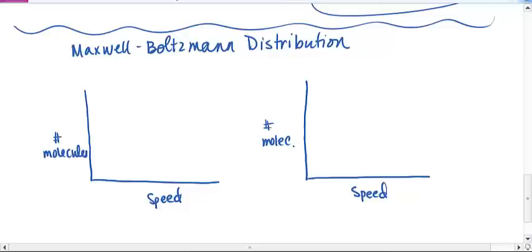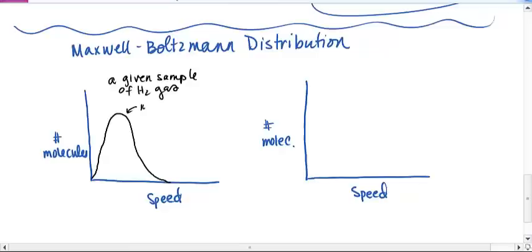Okay, the first one, we are going to look at a given sample of hydrogen gas. But we're going to look at it at 3 different temperatures. So let's say that this represents what this graph would look like if this was taking place at 100 Kelvin, as an example. So when we look at this, it looks like the vast majority of molecules at 100 Kelvin have this kind of speed in here. There's more molecules at that speed than perhaps at these speeds.